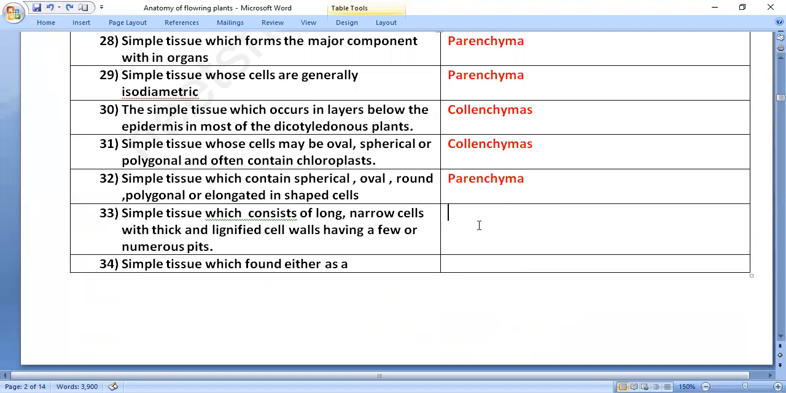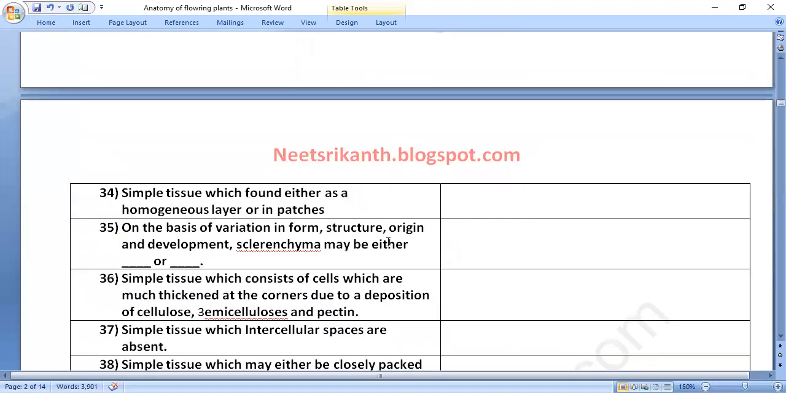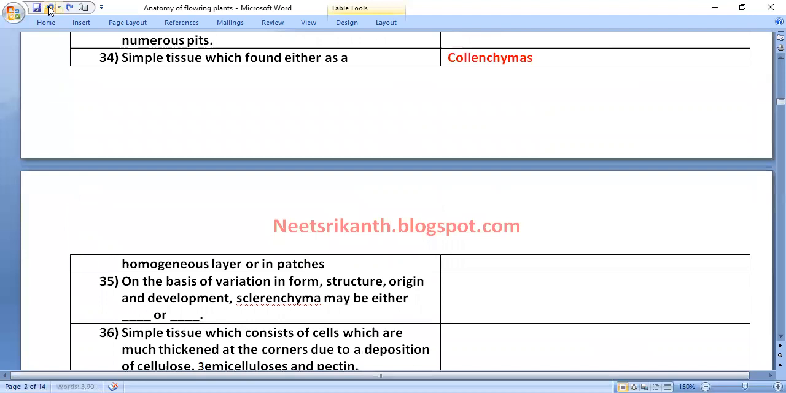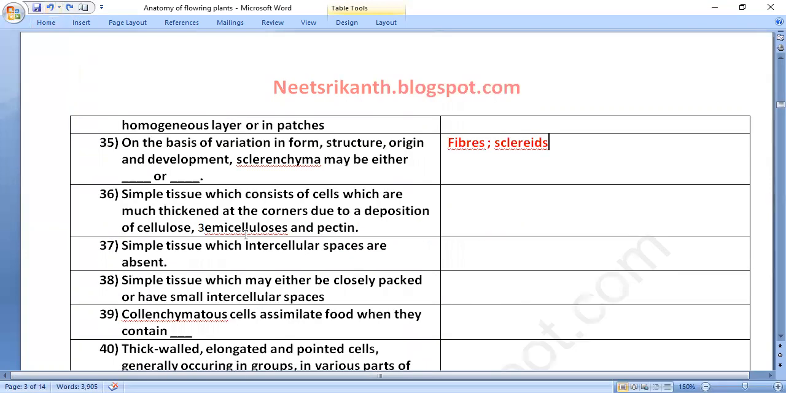The simple tissue which consists of long, narrow cells with thick and lignified cell walls having a few or numerous pits is sclerenchyma. It is found either as a homogeneous layer or in patches. On the basis of variation in form, structure, origin, and development, sclerenchyma may be either fibers or sclereids.